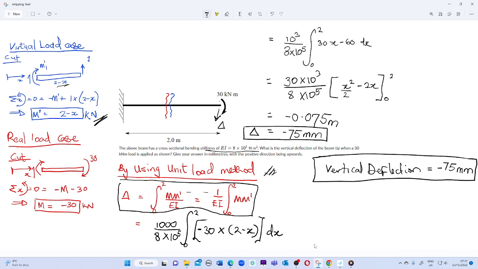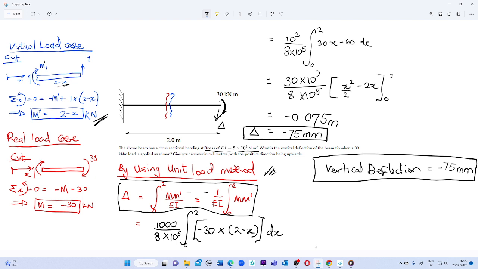So therefore, by pulling our stiffness out of the integral, we have 1 over EI with our integral from 0 to 2 of the product of the virtual moment with the real moment. So therefore, we have 1000. Don't let us forget our moment is calculated in kilonewton per meter. So we pull out our 1000 over 8 times 10 raised to the power 5 with the integral of negative 30 times the product of 2 minus x dx.